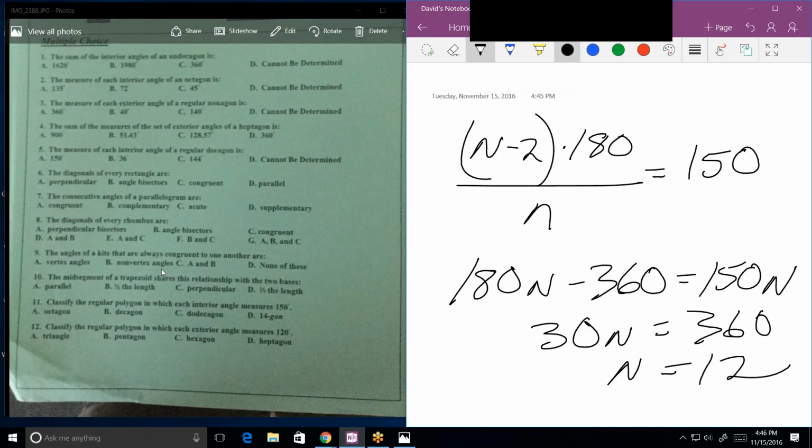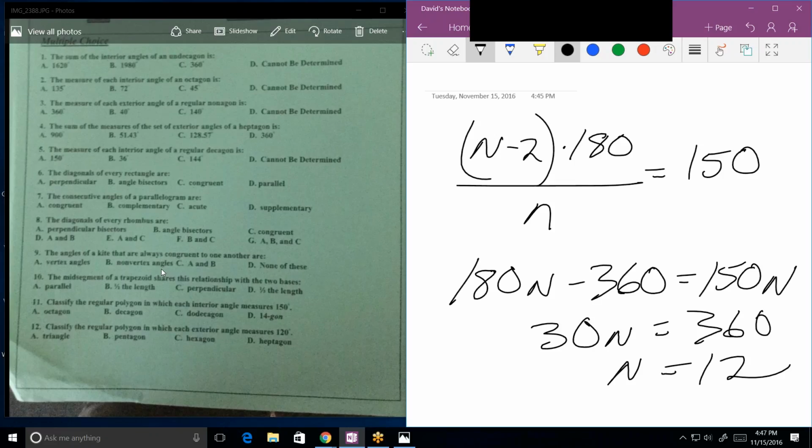You got 30n equals 360, right? Yep. Divided by 30, n equals 12. 12, yes. Okay. n equals 12, so it would have to be a dodecagon. Yes.